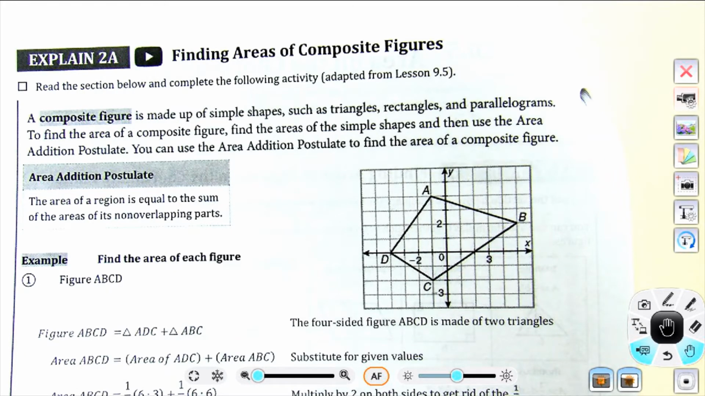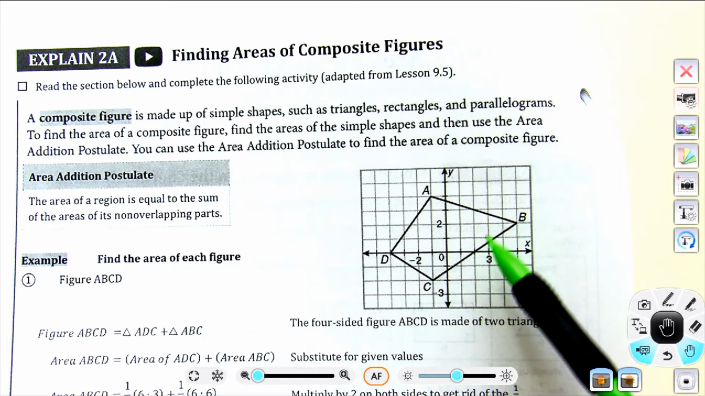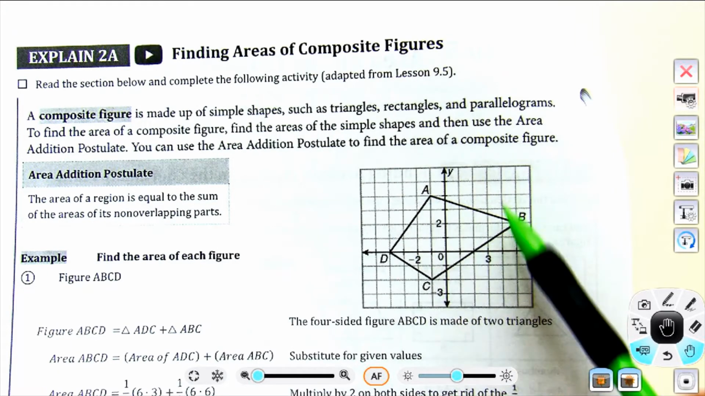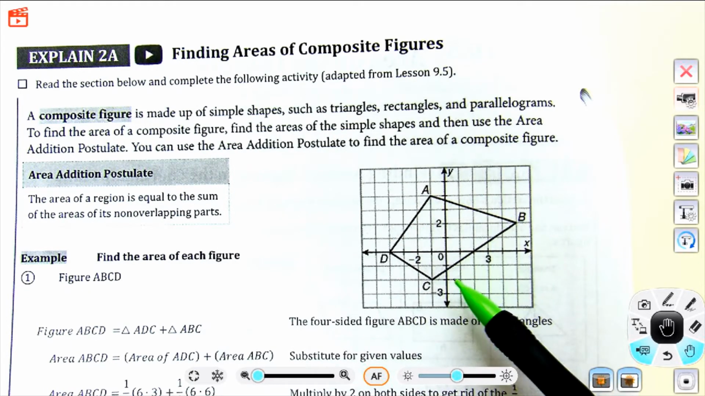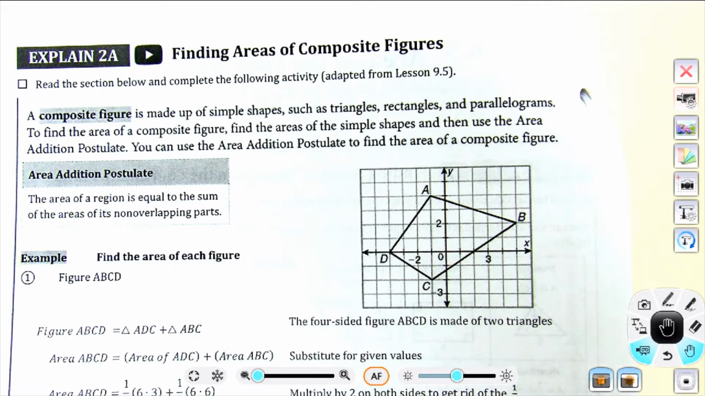So let's first look at this, and this is a composite figure. If you look at this figure, it's a quadrilateral, but it does not look like a triangle, rectangle, a kite, or trapezoid.